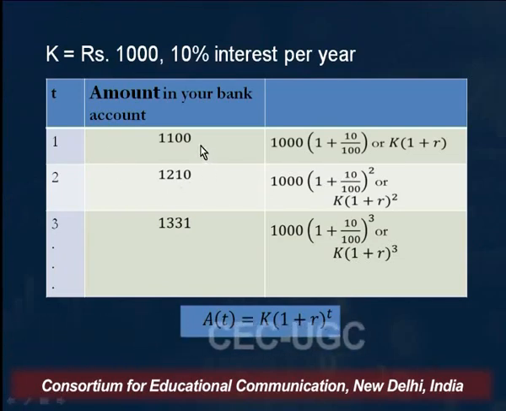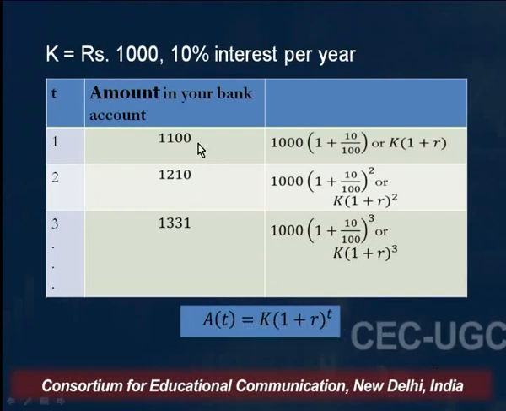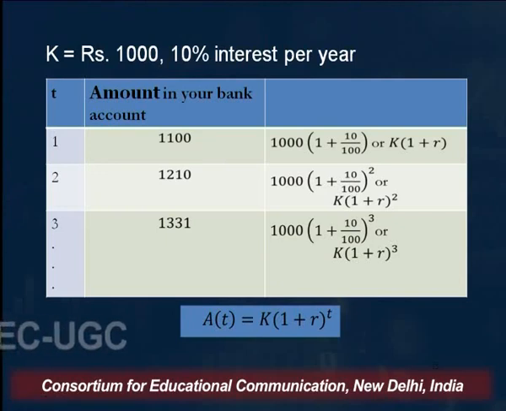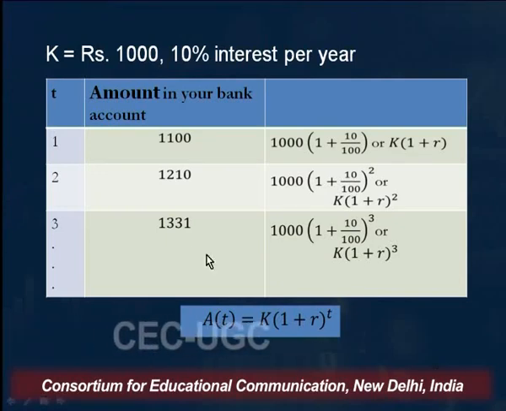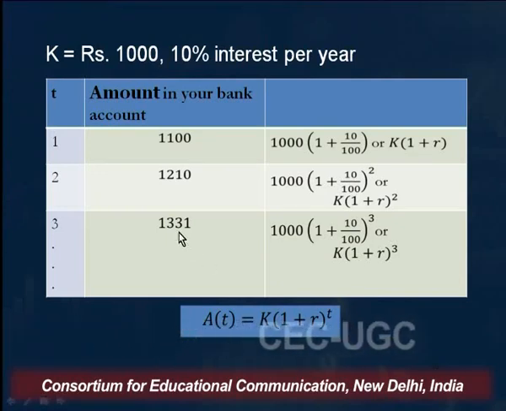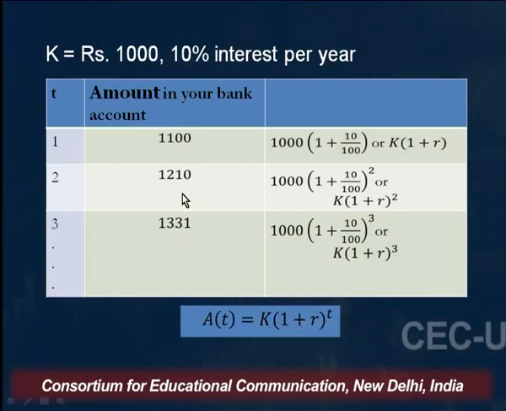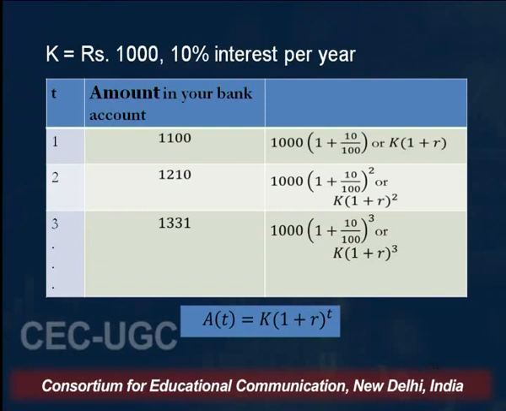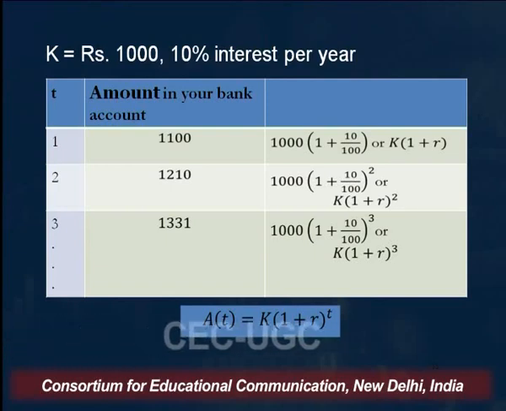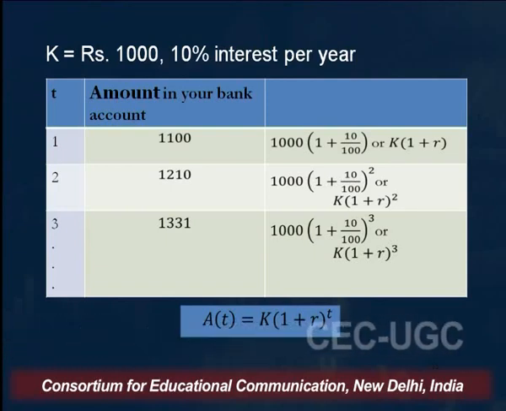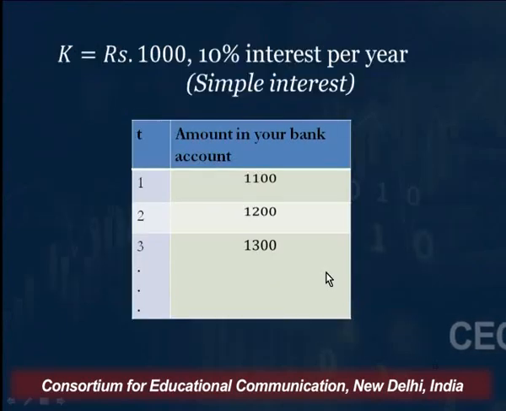If you take the ratio of 1210 to 1100, that should be nothing but 1.1, because 1 plus r is your fixed factor. Similarly, if you take the ratio of 1331 to 1210, that again should be 1.1. So do you see, your money is increasing at a fixed factor per unit of time.